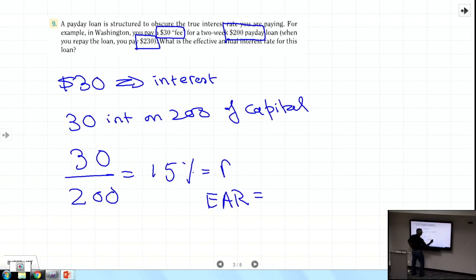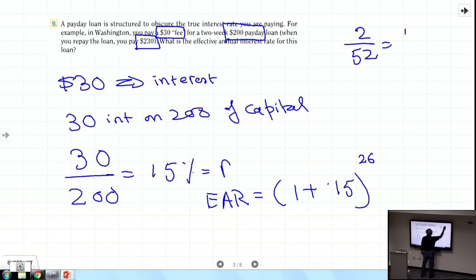The effective annual interest rate would be 1 plus 0.15. Okay, so it's 2 weeks over a year. How many periods would that translate to? There are 26 periods. So 2 weeks over 52 weeks gives us, a 52-week year and a 2-week time period gives us 26 periods. So 1 plus 0.15 raised to the power 26, and then we would, of course, subtract 1 from it.